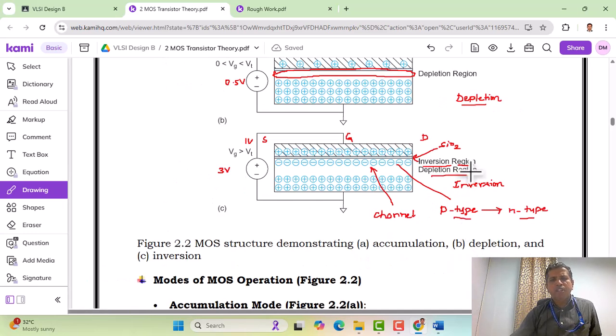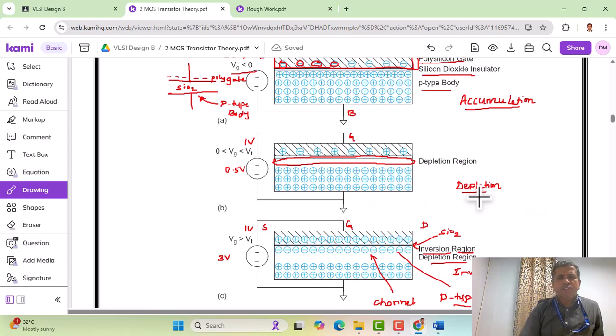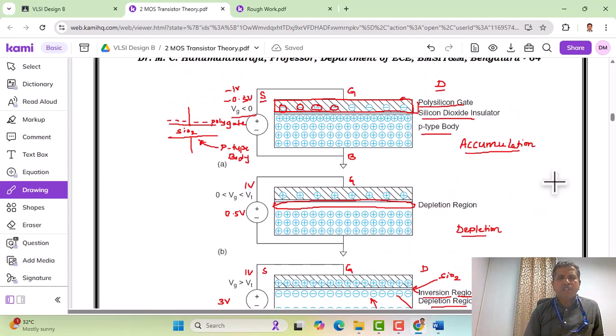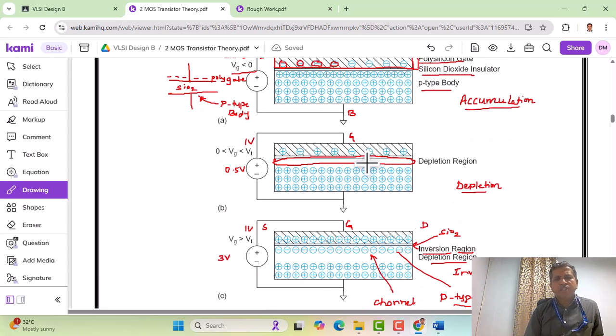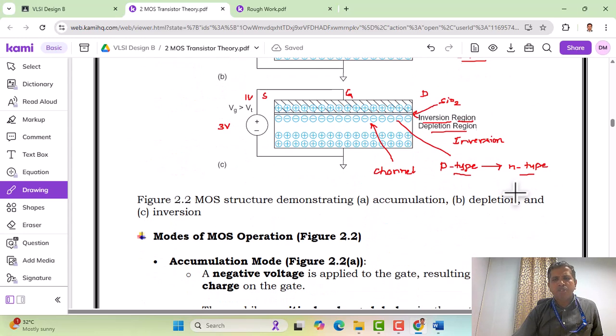I hope that with these three modes that we have shown here it is clear. The first is the accumulation mode, where we apply a negative voltage to the gate, and charges accumulate below the silicon dioxide. In the second case, we apply a positive voltage, but only a small positive voltage, not a large one. That makes all the positive charges repel from below the silicon dioxide and creates a depletion region, and this mode is called the depletion mode.